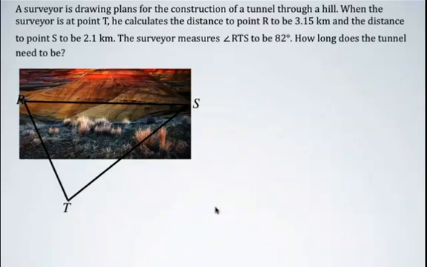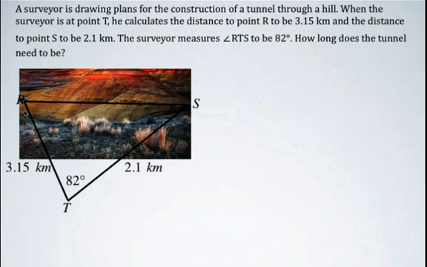Now to solve this problem, the first thing that we should do is label information on our diagram. So we're given that the distance from T to S is 2.1 kilometers. We're also given the distance from T to point R is 3.15 kilometers. And we're told that the measure of the angle from R to S is 82 degrees, which is easy to do when you're measuring with the transit.